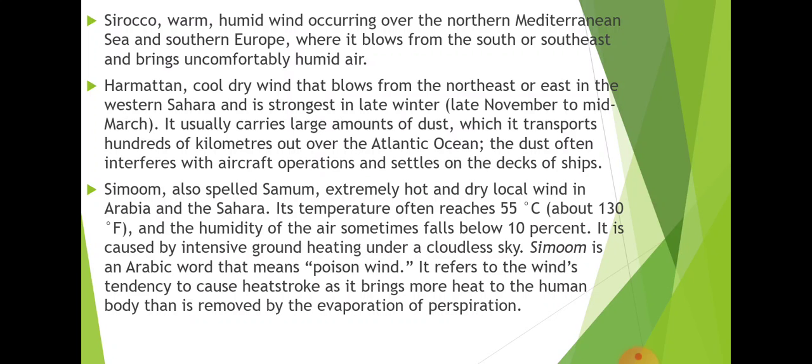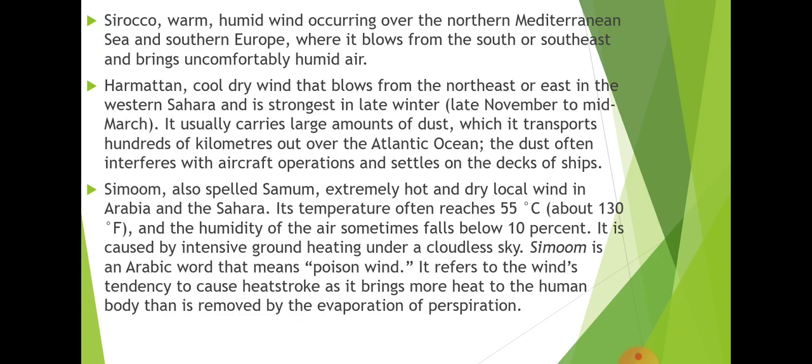So humidity will become very less, about 10%. It is caused by intensive ground heating under the cloudless sky. So when there is no cloud and when heating is there, how is the heating there? Because it all belongs to the equatorial regions, near the equatorial regions. Because of that only, the heating is intense.